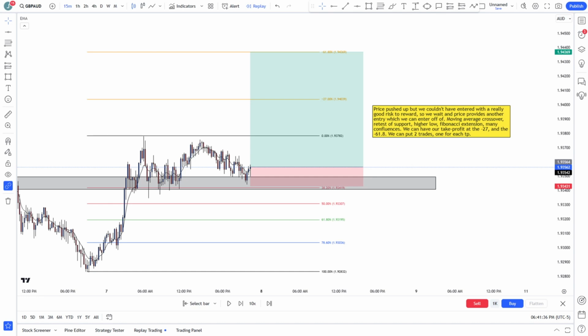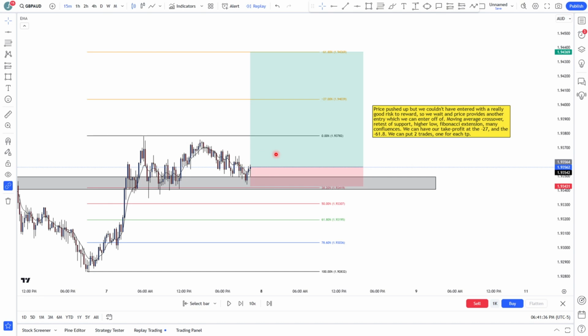Price pushed up, but we couldn't have entered with a really good risk to reward. So we wait, and price provides another entry, which we can enter off of. Moving average crossover, retest of support, higher low, Fibonacci extension, many confluences. We can have our take profit at the negative 27 and the negative 61.8. Can't really have it at the previous high right here because price is right next to it. So negative 27 and negative 61.8.